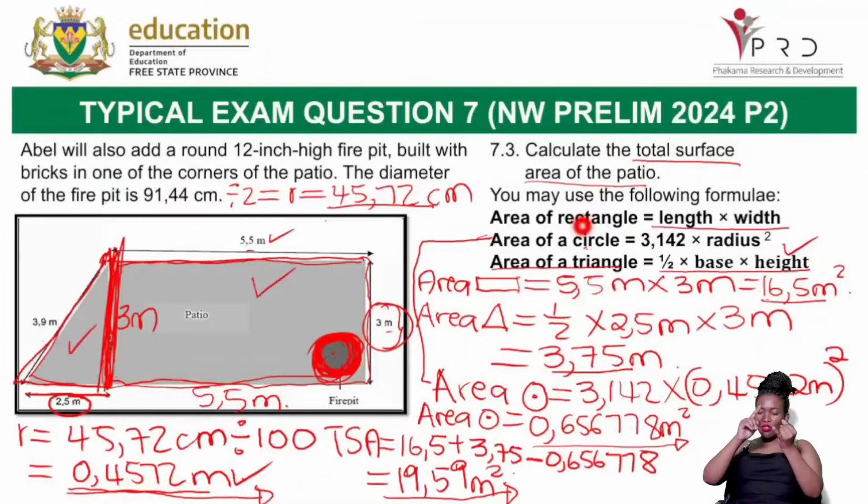Number one, I said you check that all units are the same. Number two, you convert your diameter to a radius. You do not substitute the diameter where there's a radius in the formula. And you cannot substitute units that are not the same. Never.